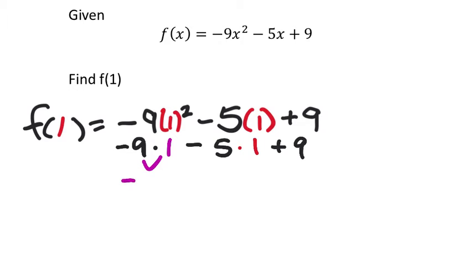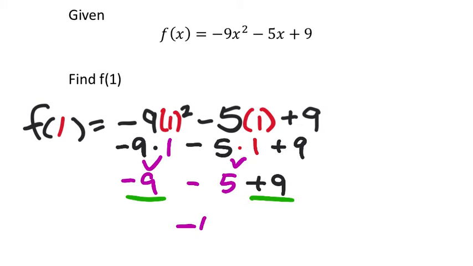So negative 9 times 1 is negative 9. Negative 5 times 1 is negative 5. And then still plus the 9 right there. Now I'm going to take a bit of a shortcut because this negative 9 will zero out that positive 9, which leaves me with just negative 5. You could have just done negative 9 minus 5 plus 9. It'll give you the same answer, which means that f of 1 ends up equaling negative 5.